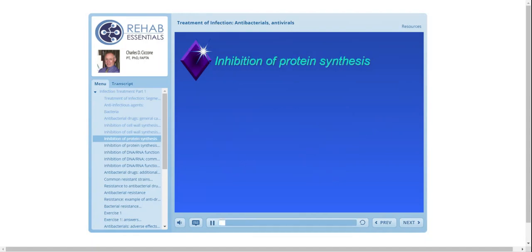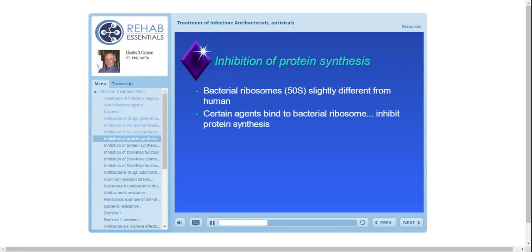Our second major group are the drugs that inhibit protein synthesis specifically in the bacterial cell. And they can do this because the bacterial ribosomes are slightly different from the human ribosomes. The bacterial cell has a 50S, which refers to the sedimentation rate of the ribosomes within the bacteria. So certain agents bind to the bacterial ribosome, and by specifically doing that can inhibit protein synthesis in the bacteria. All cells need to constantly resynthesize new proteins and recycle their proteins. So if a cell can't do this, it probably isn't going to live very long.